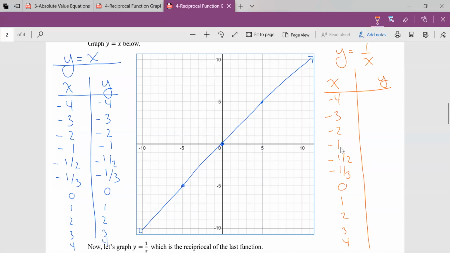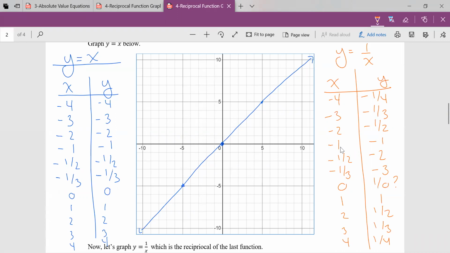Okay, let's see how you did. If my input was -4, my output would be -1/4, and then -1/3, -1/2, -1, -2, -3, 1 over 0, question mark, 1, 1/2, 1/3, 1/4. Okay, let's draw the table of values here for the reciprocal.